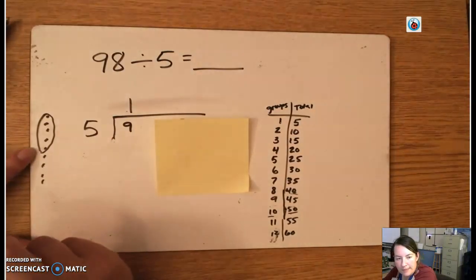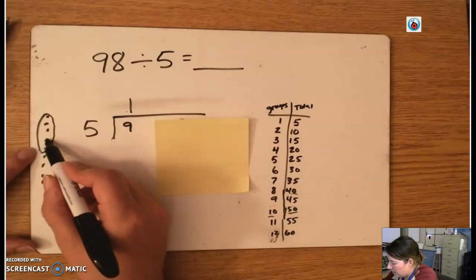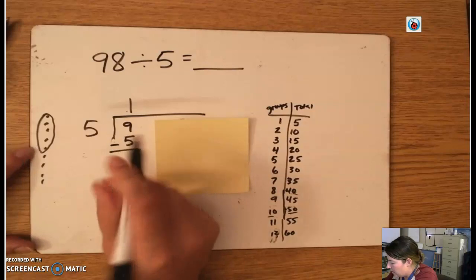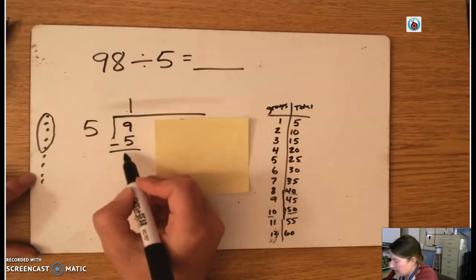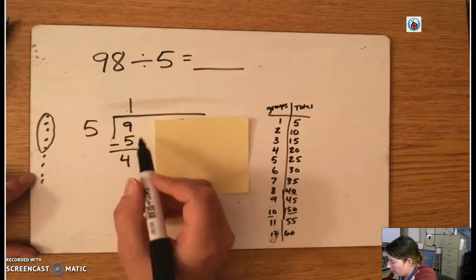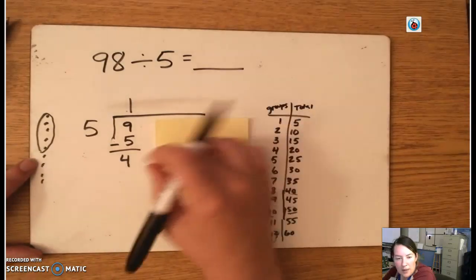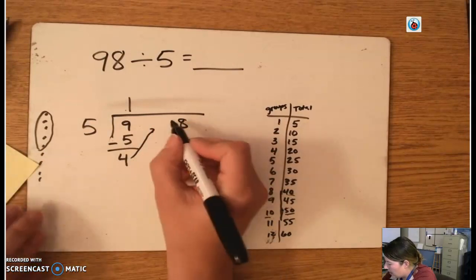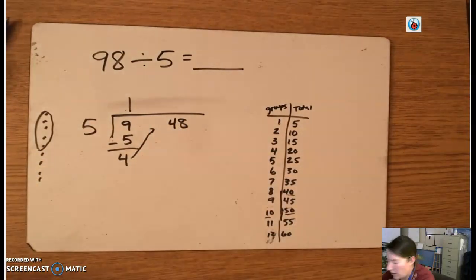I'm going to put the 1 up here. And how much was in that one group of 5? 1, 2, 3, 4, 5. That's just 5 pieces. Now, if I use those 5 pieces, how many of them are going to be left over? 9 minus 5 is 4. So I have these 4 leftover pieces. Now what I'm going to take with this 4 is I'm going to bring it up and put it right in front of my 8 from 98, and now I have the number 48.